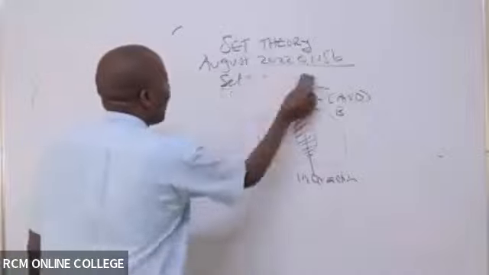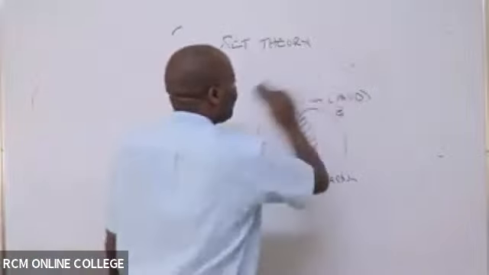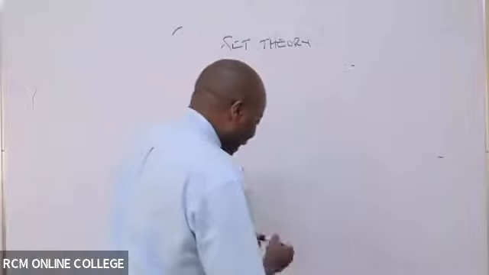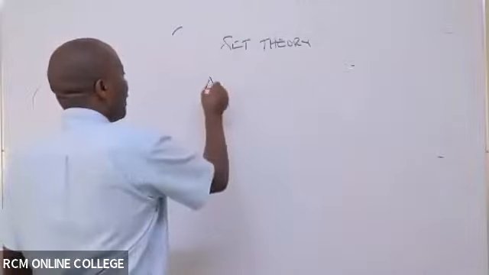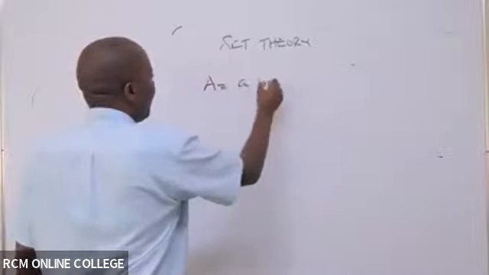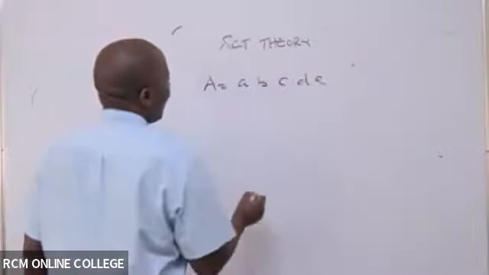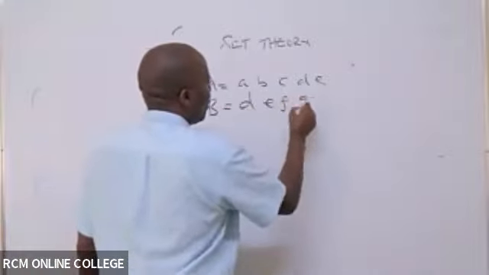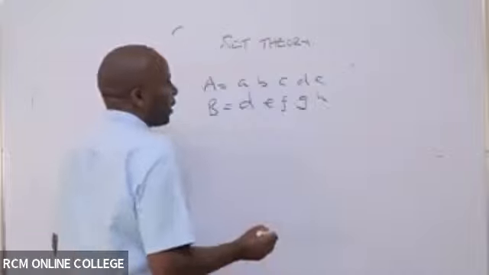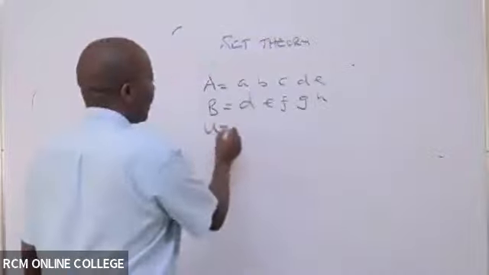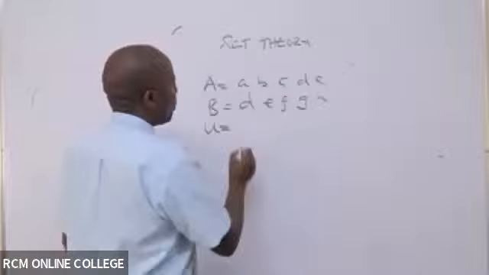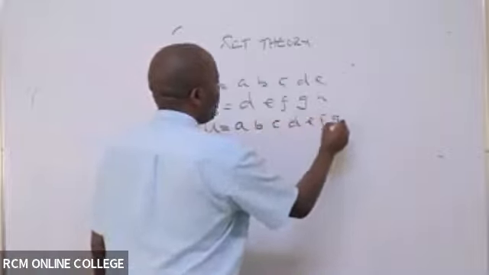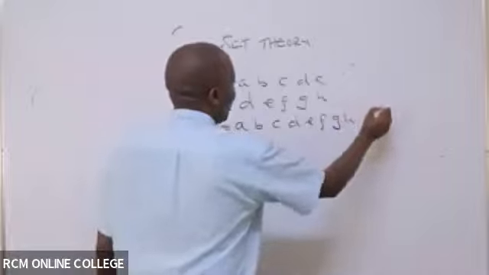If, for example, we are given this kind of analysis, we are given here that set A has these members: A, B, C, D, E. And then we have set B with these members: D, E, F, G, H. And then we have the universal set, which has A, B, C, D, E, F, G, H, I, J.